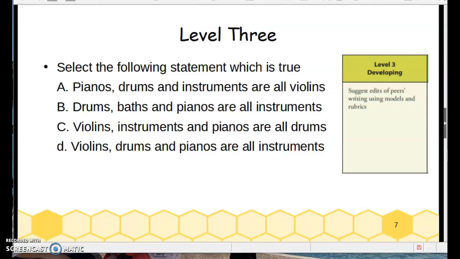Pianos, drums, and instruments are violins. Drums, bass, and pianos are all instruments. Violins, instruments, and pianos are all drums. Violins, drums, and pianos are all instruments.